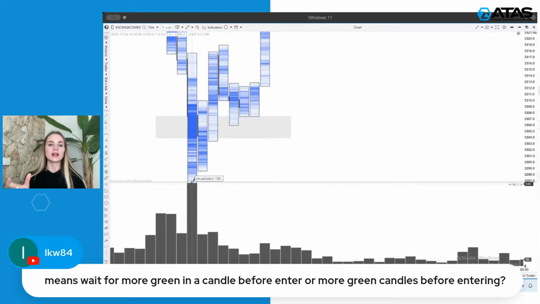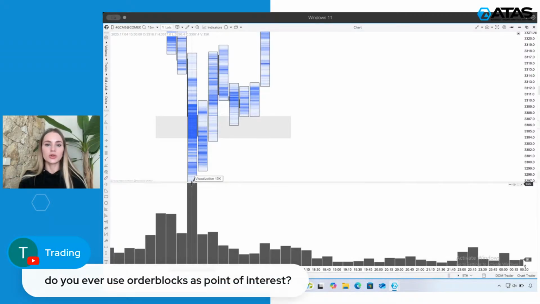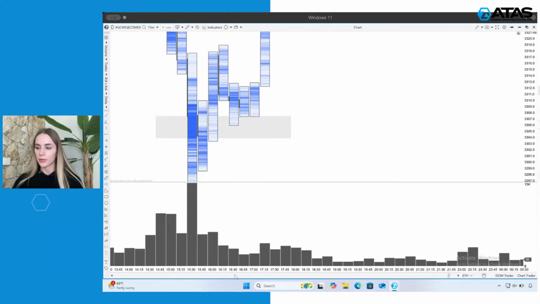However, footprint tells you, are you expecting reversal or are you expecting the continuation of the same trend? No, I do not use the order blocks.